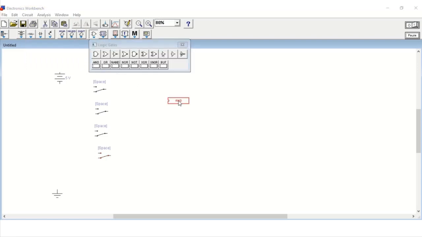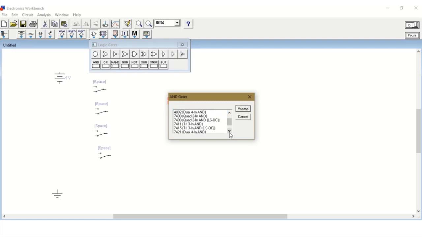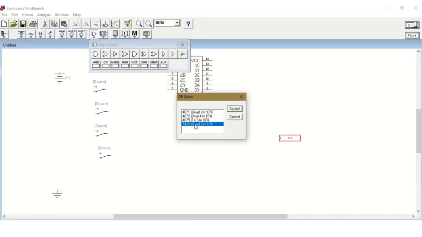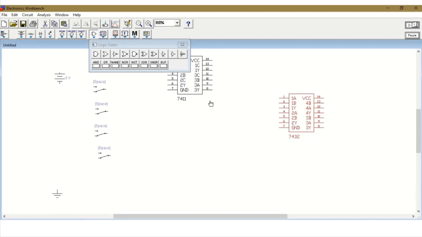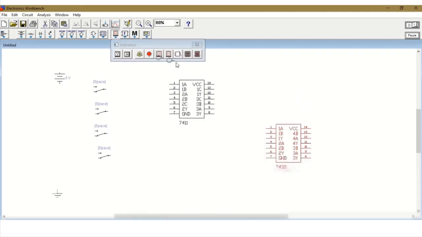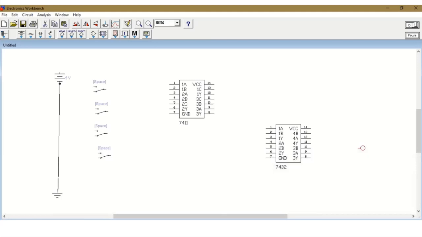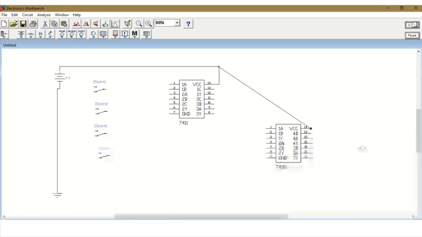We need the basic ICs. We are using AND gate IC 7411, that is a 3 input AND gate IC, and OR gate IC 7432, that is a 2 input OR gate IC. Here we are adding an LED indicator, a red LED probe. Let's make the initial connections. The positive end of the supply to VCC of the IC, and ground obviously to the ground.